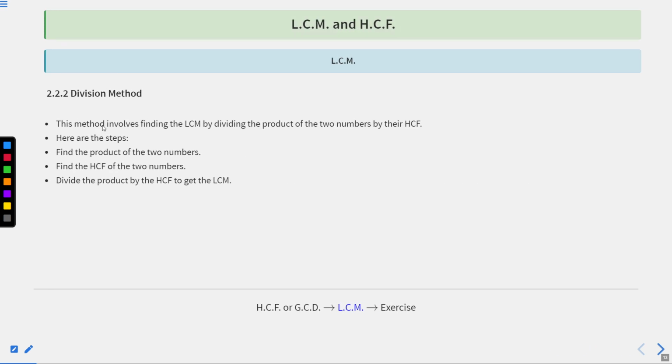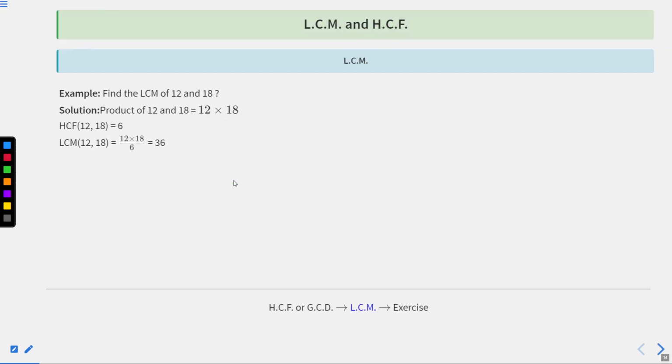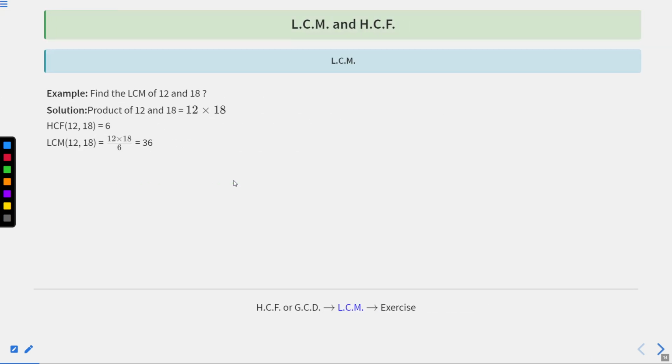Division method. This method involves finding the LCM by dividing the product of the two numbers by their HCF. Here are the steps. Find the product of two numbers. Find the HCF of two numbers. Divide the product by the HCF to get the LCM. So the product is 12 into 18 and the HCF is 6. So divide it and you will get 36.